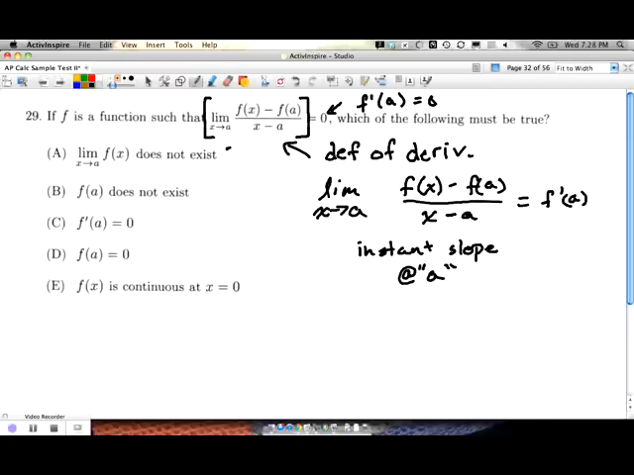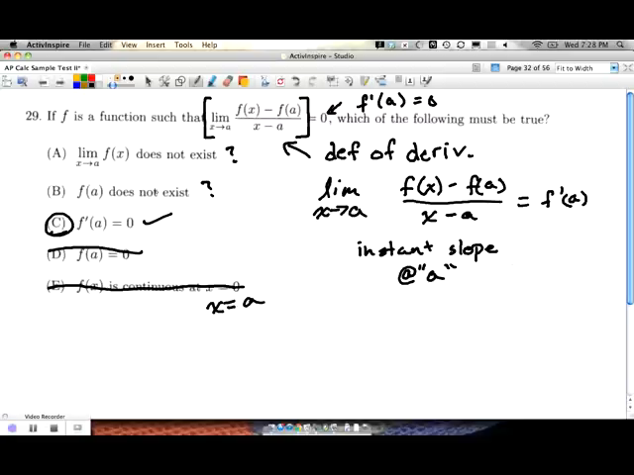The limit does not exist. Well, we don't know. Maybe. F of a does not exist. Well, no, I don't think that's true. F prime of a equals 0. That is our winner. F of a equals 0, that's definitely not true. And f of x is continuous at x equals 0. We have no idea because this is not talking about x equals 0, it's talking about x equals a.